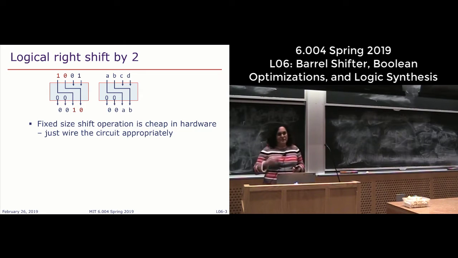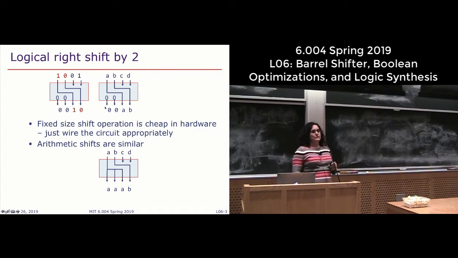Let's just take a look at a quick example. Suppose that I had this 2's complement number 1001, and I wanted to shift it to the right by 2. Then what I would expect to receive at the output is 0010. So far, so good.